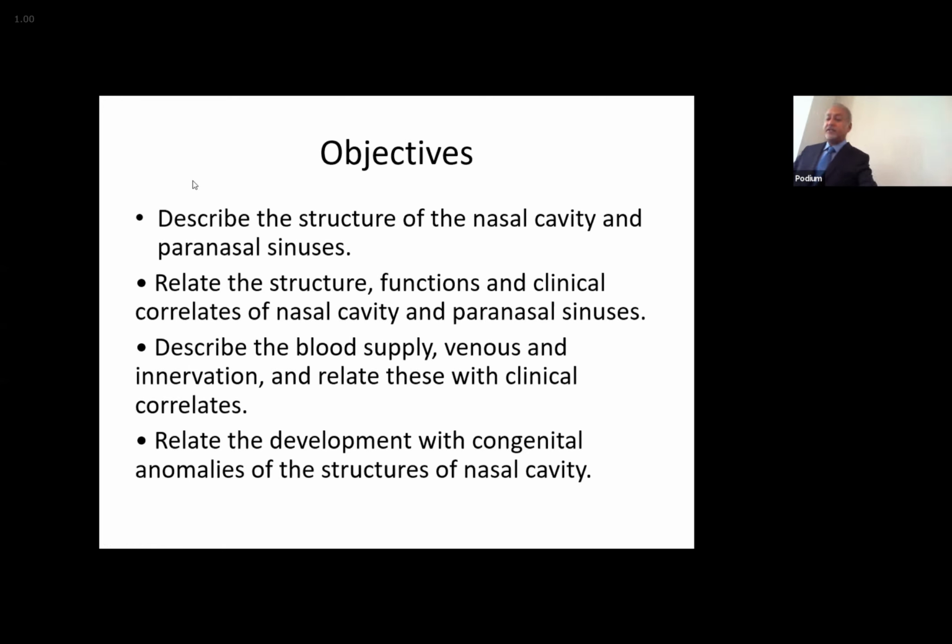All right. The objective of this talk would be that at the end you should be able to describe the structure of the nasal cavity and paranasal sinuses, and relate the structure, functions, and clinical correlates of the nasal cavity and paranasal sinuses. And you also need to describe the blood supply, venous drainage, and innervation, and the clinical importance of learning these different aspects of the nasal cavity and paranasal sinuses. And I also want you to relate the development with congenital anomalies that can happen if there is a failure of the normal development. Okay?